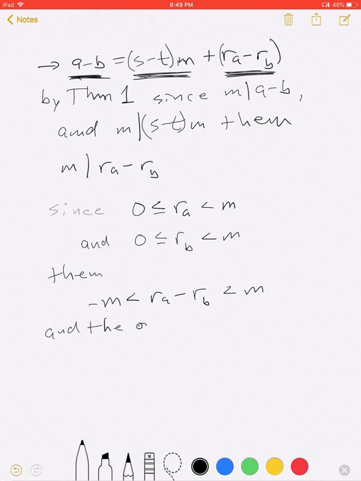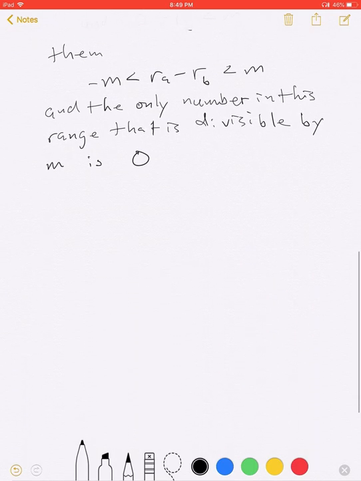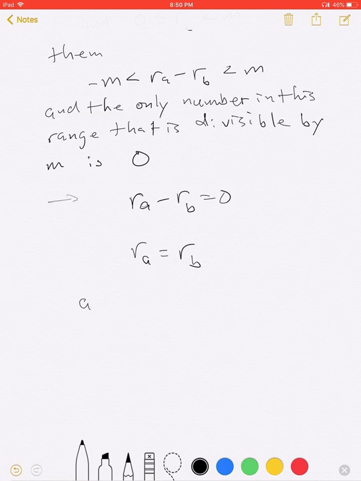And the only number in this range that is divisible by m is 0. So since I know that m divides RA minus RB, and the only number divisible by m in that range is 0, then RA minus RB equals 0. And now I can just say that RA equals RB, which is A mod m equals B mod m.